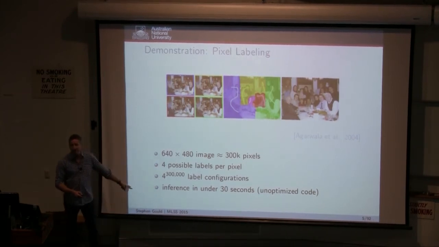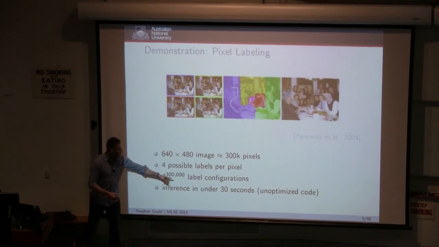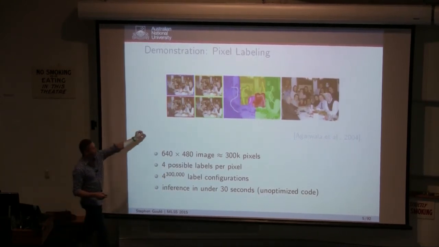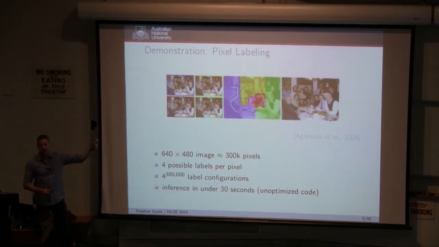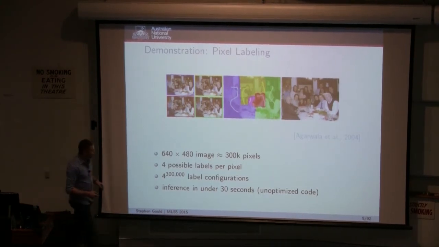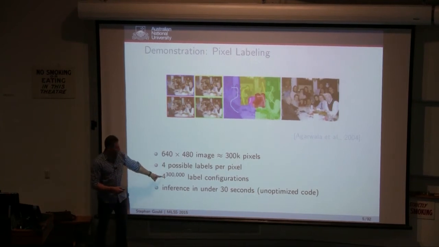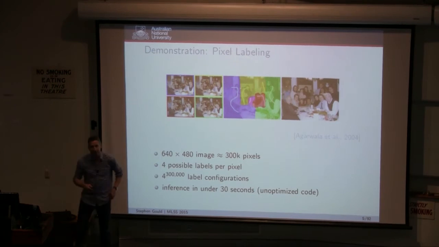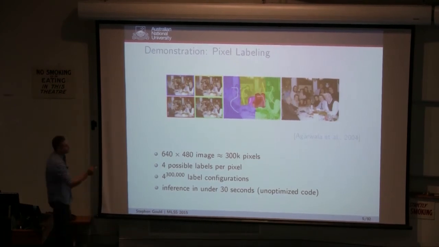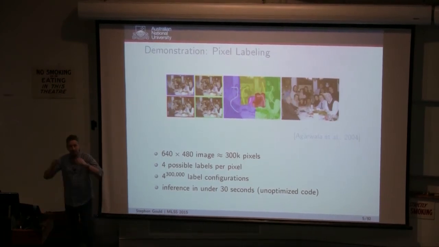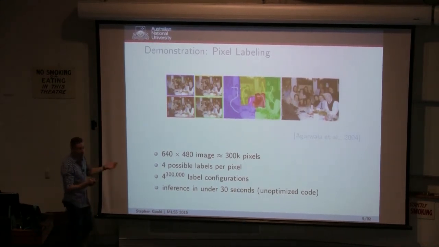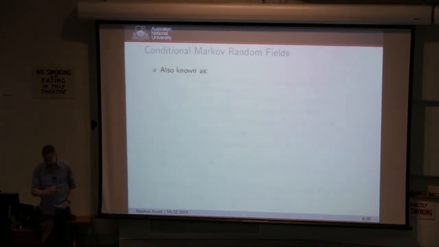We were able to run inference on this crummy laptop in under 30 seconds to infer a pretty high quality image. Okay, I got a few little things wrong here and there. But it basically was able to navigate the space of 4 to the 300,000 within 30 seconds and come up with a good labeling of the image. Okay, and that's what structured prediction models do for you. They allow you to explore these really, really large spaces and come up with an assignment to the variables that is a good assignment within that space.